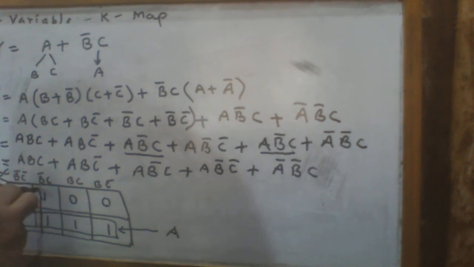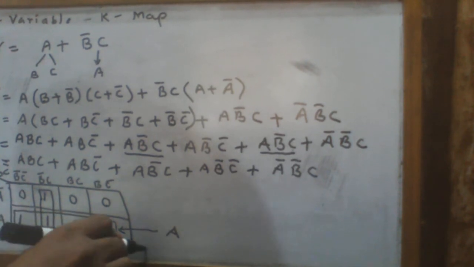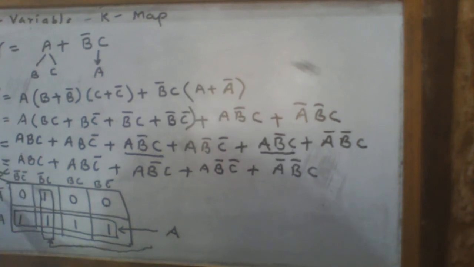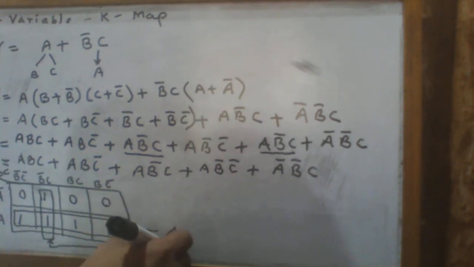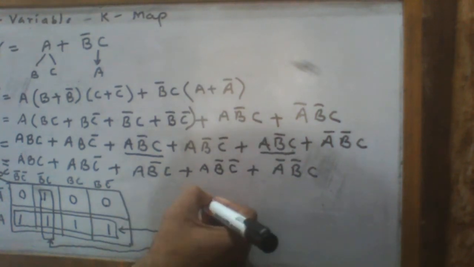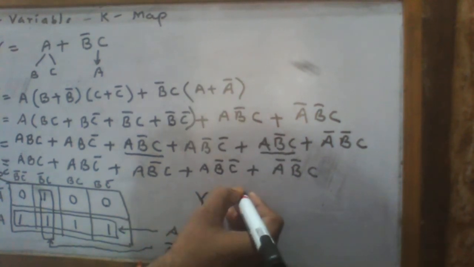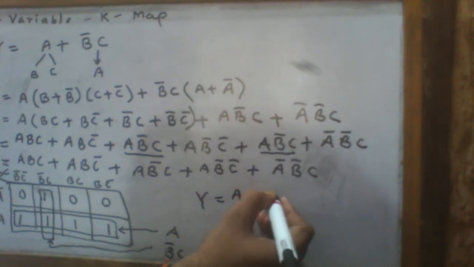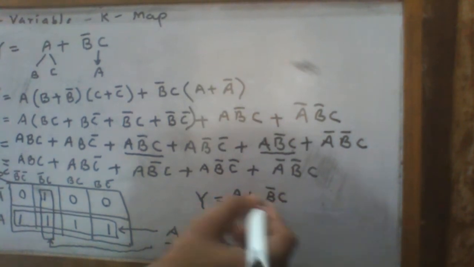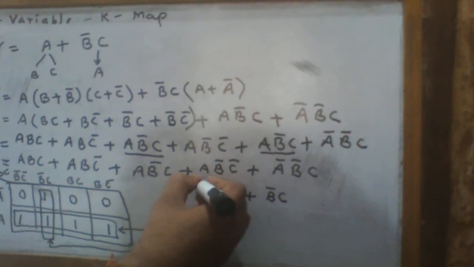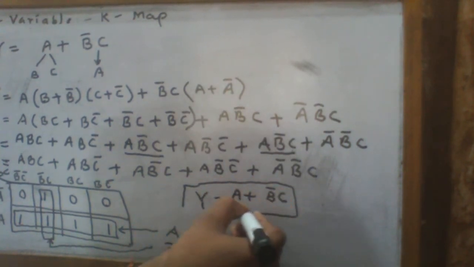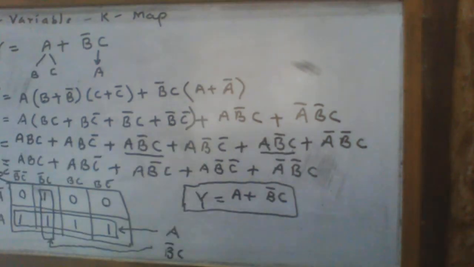This one is a group of 2 ones, vertical, and for these 2 ones, which is the common term for both of them? It is A bar and it is A, therefore it is not common. The common term is B bar C, therefore I will write here B bar C, and the whole equation can be written as y is equal to A plus B bar C. This is the equation which can be solved with the help of K-map.